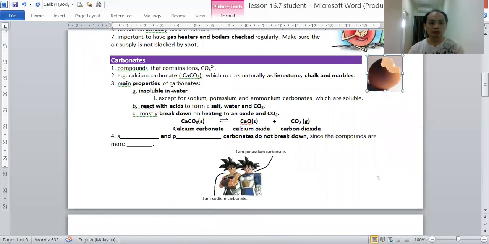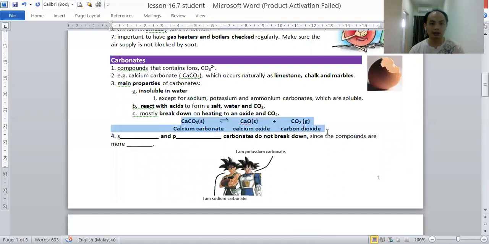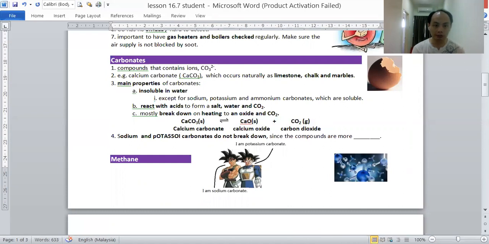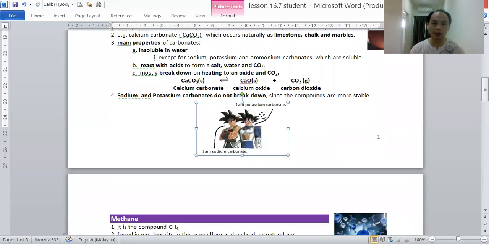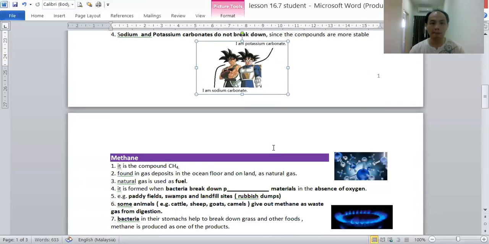So number 1, you can see this one, right? By heating calcium carbonate, it will become calcium oxide and carbon dioxide will be produced. Not all metal carbonates will be broken down. Calcium carbonate is very difficult to break down by heat, but it still can be broken down. But sodium and potassium carbonate cannot be broken down because they are more stable in the compound form rather than being decomposed lah. So these two represent potassium carbonate and sodium carbonate. Very strong, powerful.